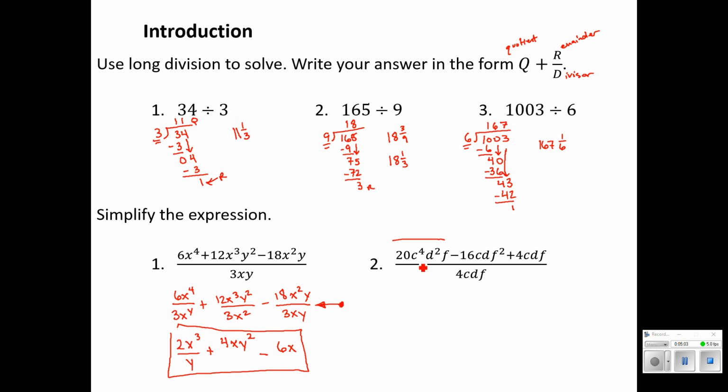So number 2, let's start with this first term. I've got 20 divided by 4, 5 over 1, c to the 4th over c, that's c to the 3rd, d squared, and I'm dividing a d out from that, that's 1d, and f divided by f. There's our first simplified term. Now that denominator doesn't go away, right? We need to use that on the second term here as well. So I've got negative 16 over 4, that's negative 4, c over c, d over d, f squared over f, that's just an f. And now the last term, 4cdf divided by 4cdf, anything divided by itself is 1.